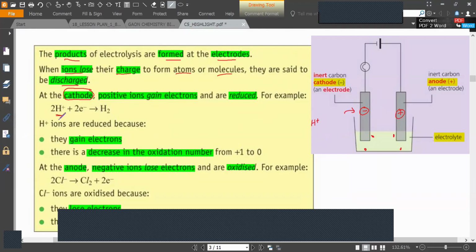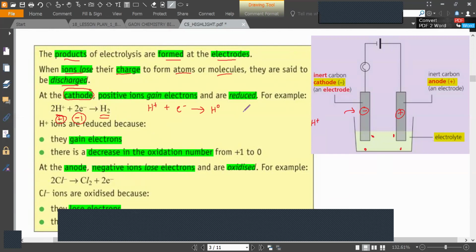Okay, so this is plus one. How can we remove the charge? We will add negative charge. Okay, so now the charge is zero. Basically, we have this hydrogen ion adding one electron, it becomes hydrogen zero.